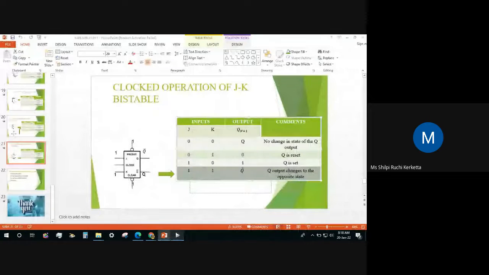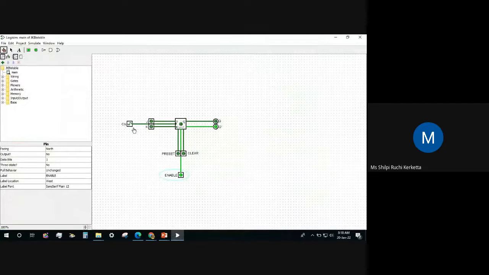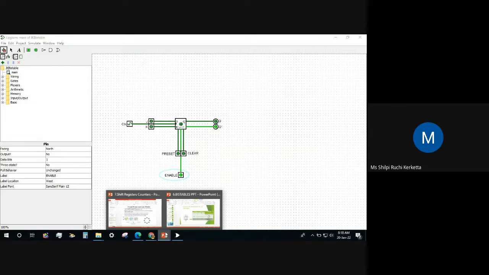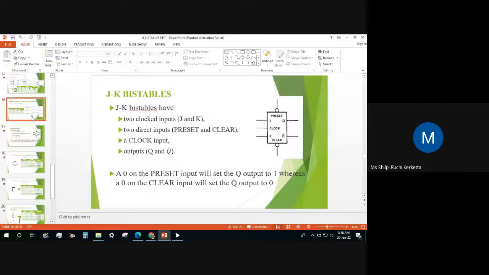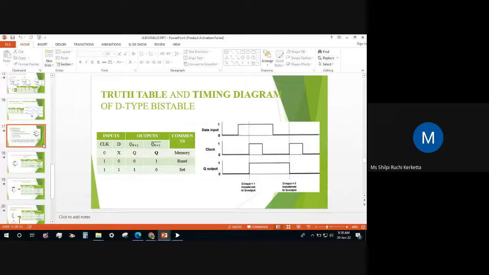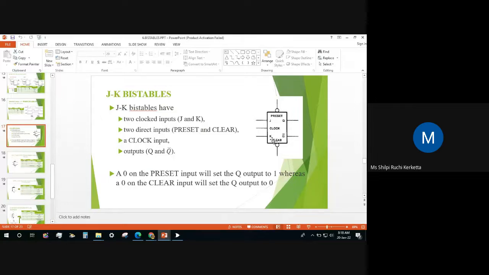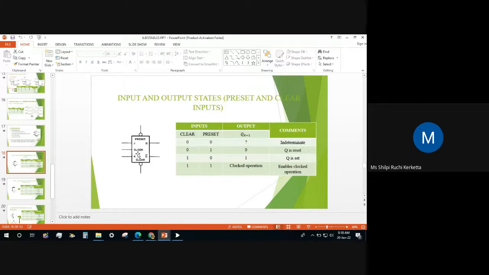Here, in JK, I will just explain this JK once. In JK we have J and K as input, there is a clock as input, and we have extra inputs, preset and clear. This preset and clear is to enable our circuit, and Q and Q dash are the outputs. So first we will see this preset and clear.